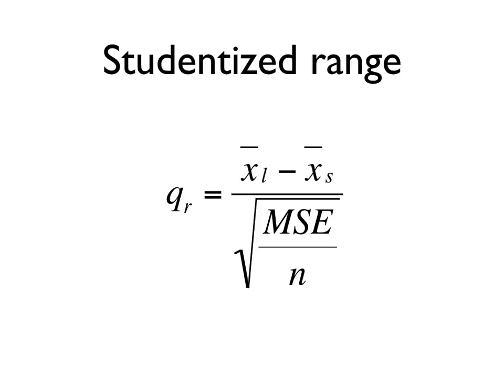So Q with the subscript R, how many means you are comparing. Okay, that's called a studentized range.